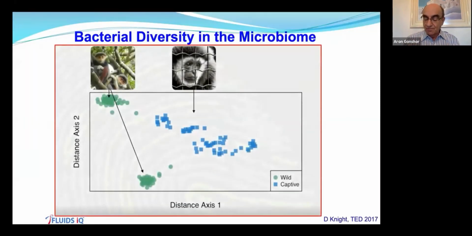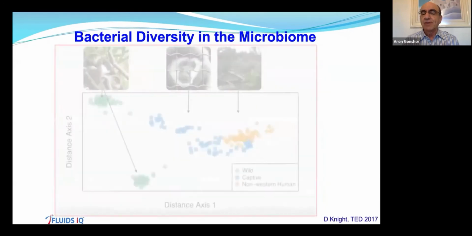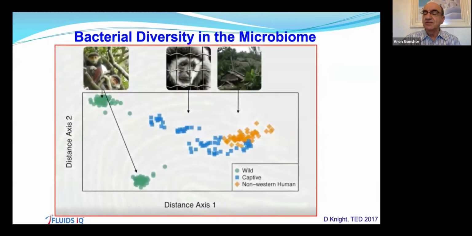And we know that if you take a look at the diversity of animals in the wild, that diversity is quite stark. There's a tremendous diversity in those animals. Put them in cages in a zoo, that divergence decreases dramatically. So what about non-Western humans living in different parts of the world? Their diversity is even worse than that of the animals living in the cages.